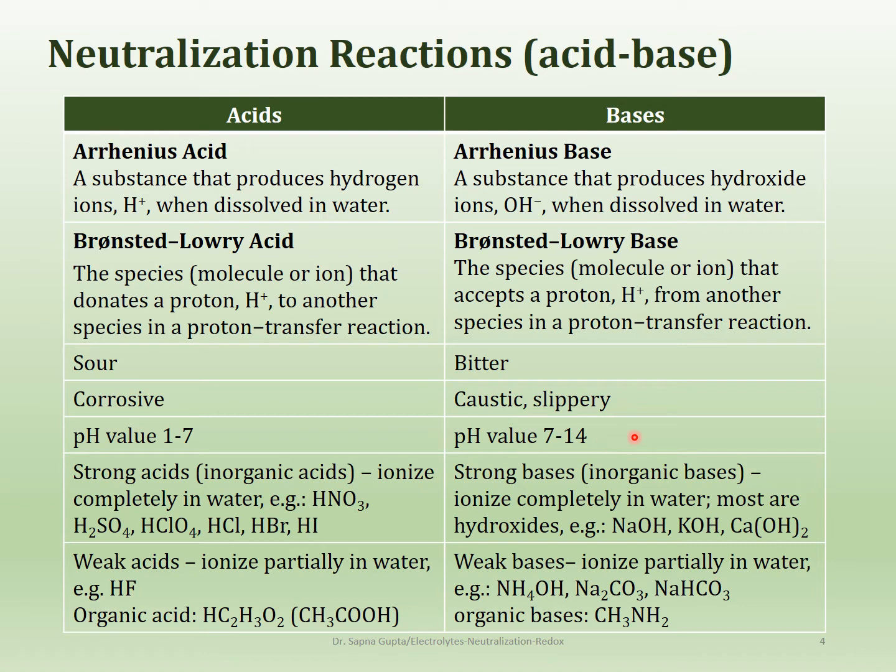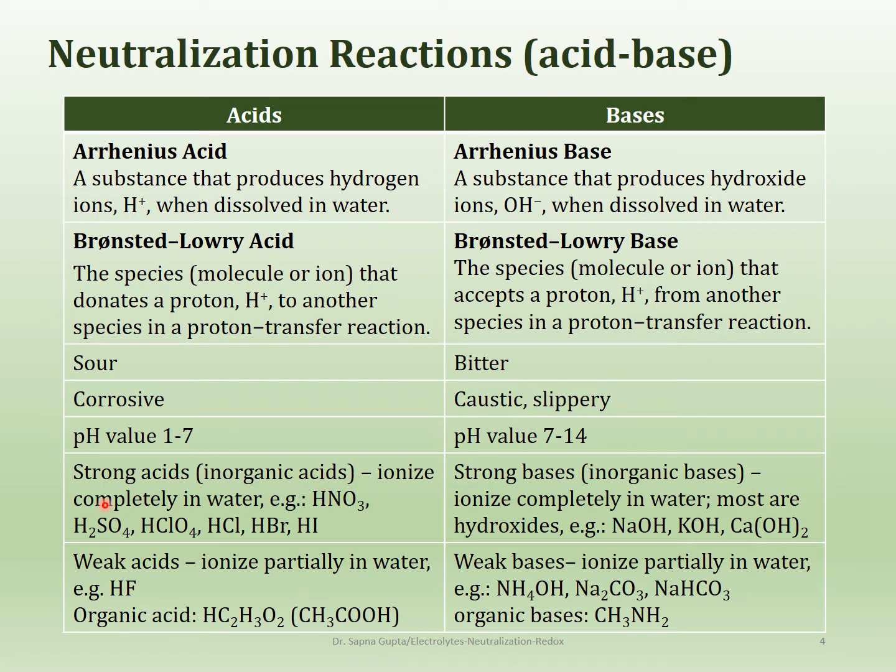Again, you will learn more about this in Gen Chem 2, but pH is just a measure of how many hydrogen ions you have. So 1 through 7 is when you have more hydrogen ions, and 7 through 14 is when you have more of the hydroxide ions, or fewer of the hydrogen ions.